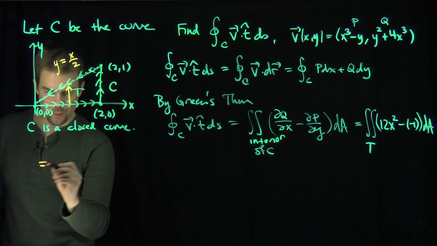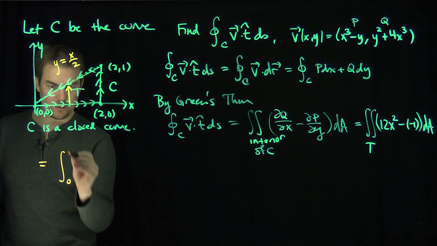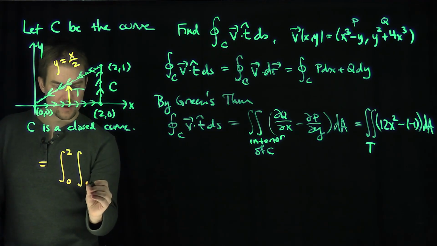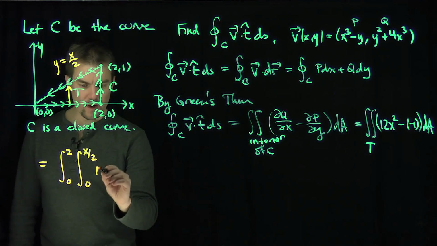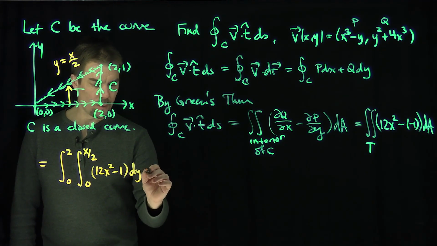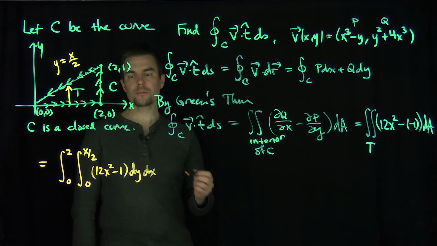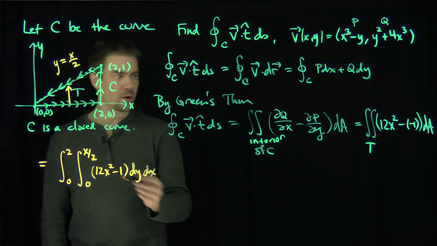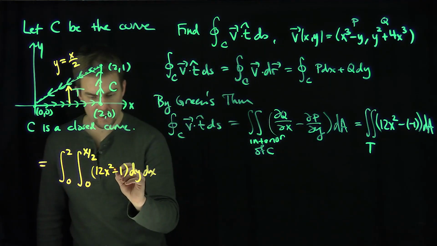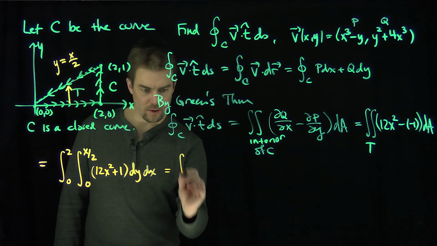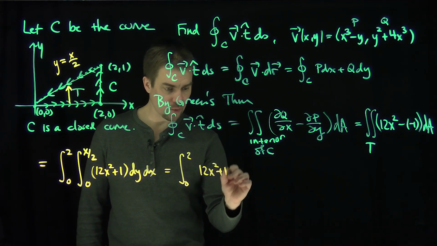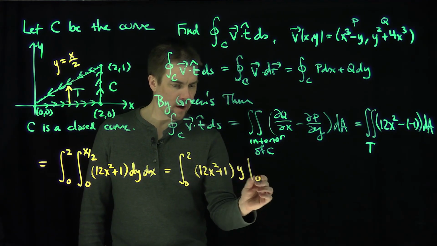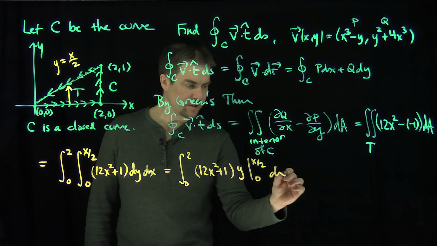So this integral becomes the integral where x goes from 0 to 2, and y goes from 0 up to this line, which is x over 2. Then I have 12x squared minus 1, and this is our y integral first, dy, dx. Now, of course, this function actually turns into a plus 1 since it's a minus minus. So this is going to be the integral from 0 to 2 of 12x squared plus 1 times y, and then y goes from 0 to x over 2, dx.